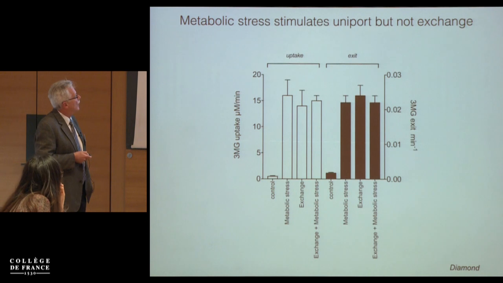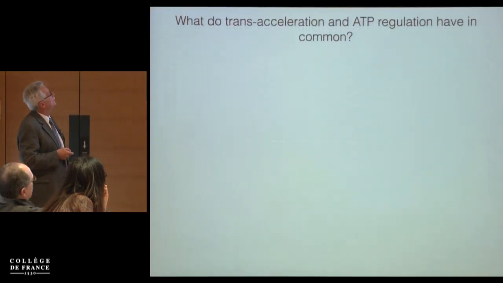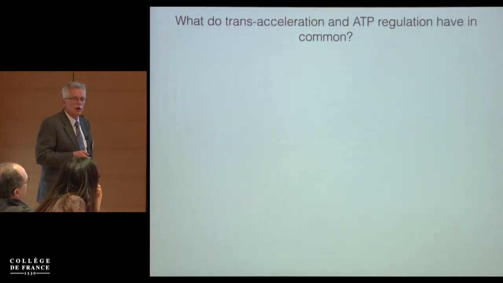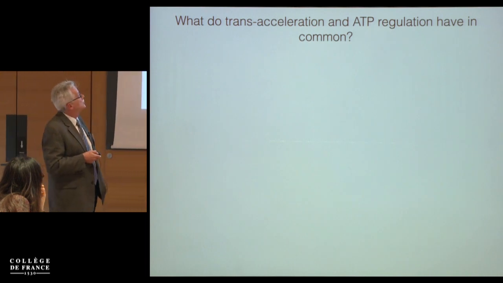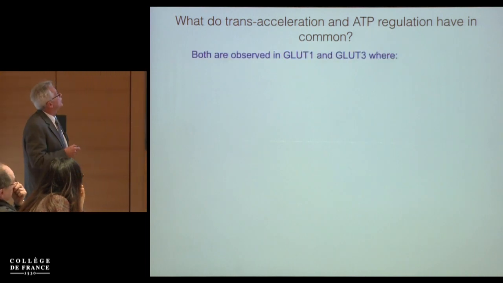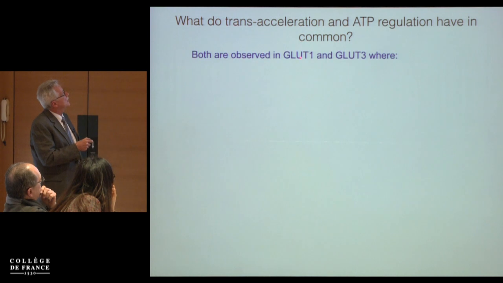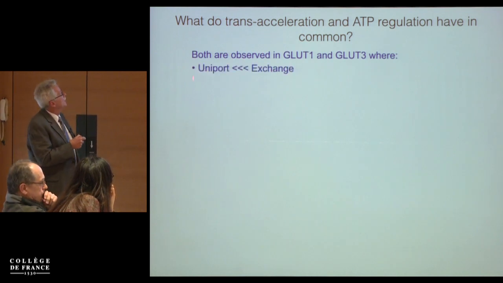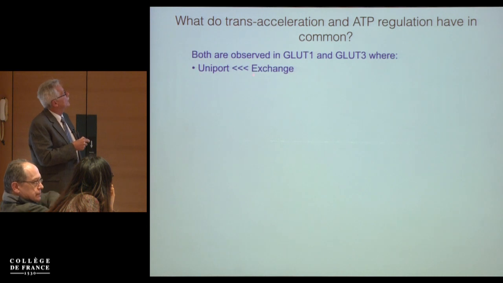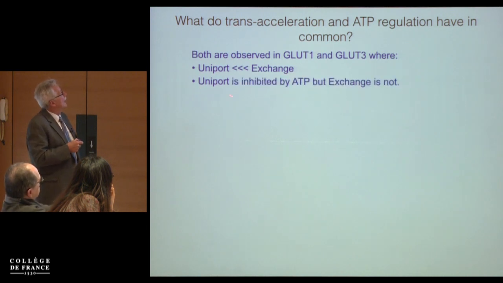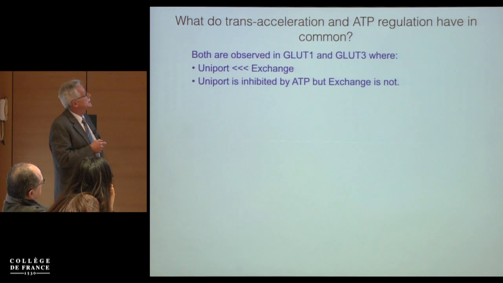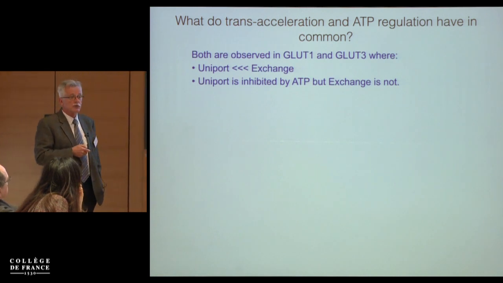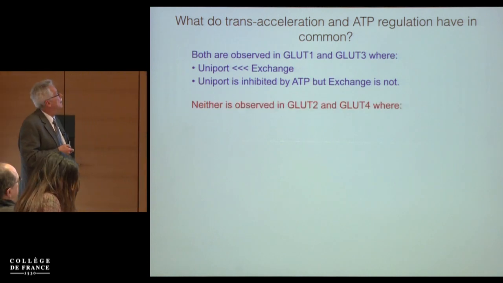And we see the same for exit. So what have transacceleration and ATP regulation of glucose transport in common? Both are observed in GLUT1, and it turns out GLUT3. And under these conditions, uniport is less than exchange, and uniport is inhibited by ATP, and exchange transport is not.